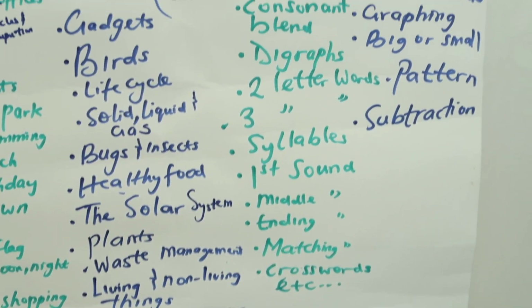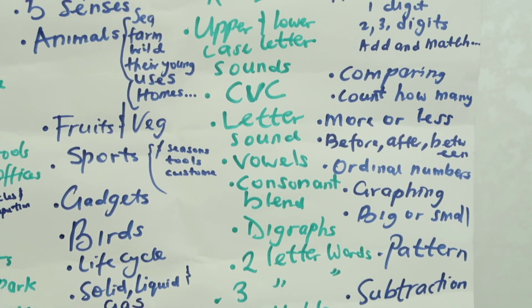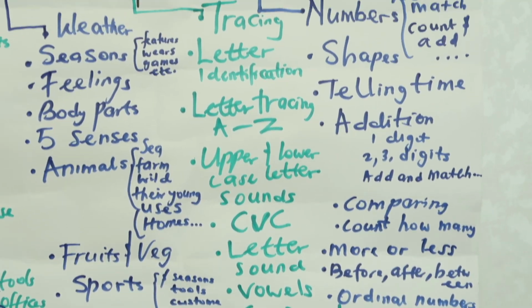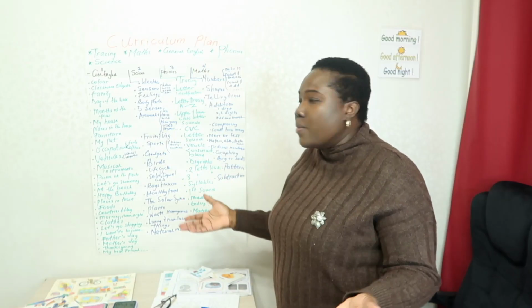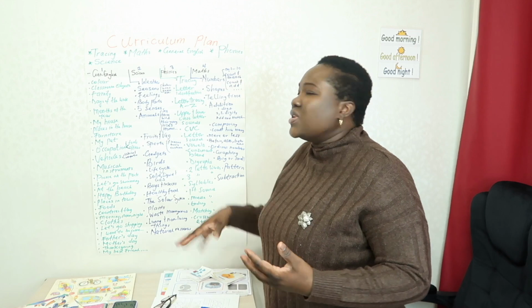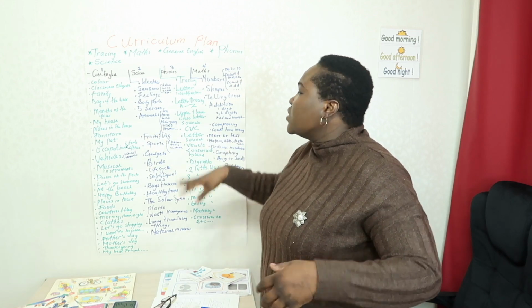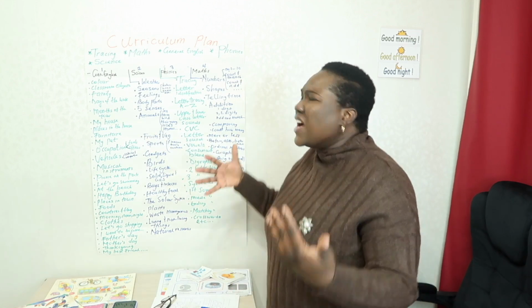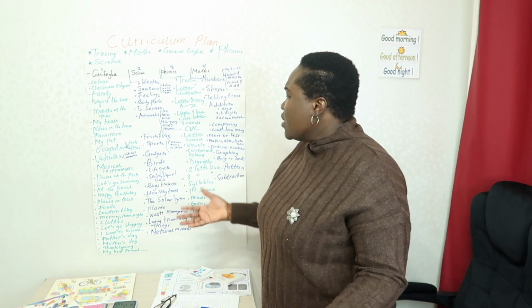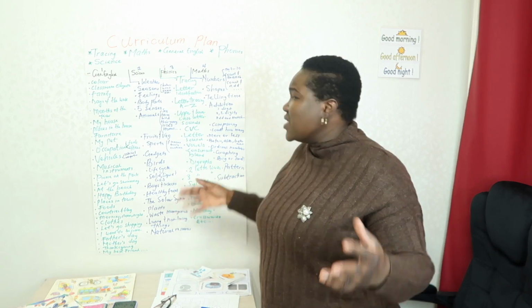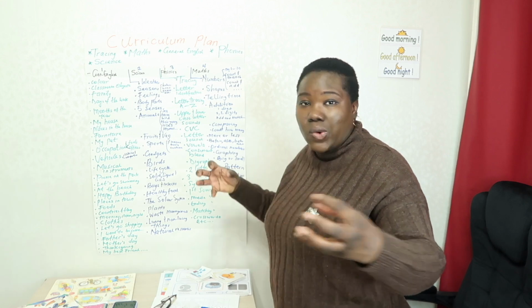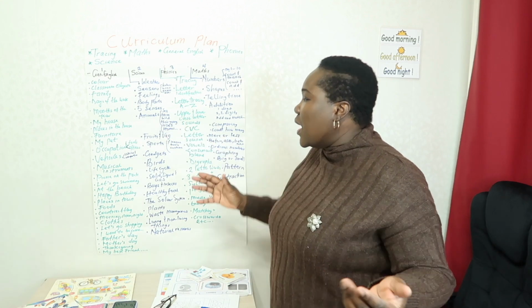Feelings, how do you feel? Body parts, five senses. Animals, oh wow, this is very big. You can have a lot of subtopics under the word animal, like sea animals, farm animals, wild animals, animals and their young, uses, animals and their homes. These are different topics you can expand on under the topic animals.